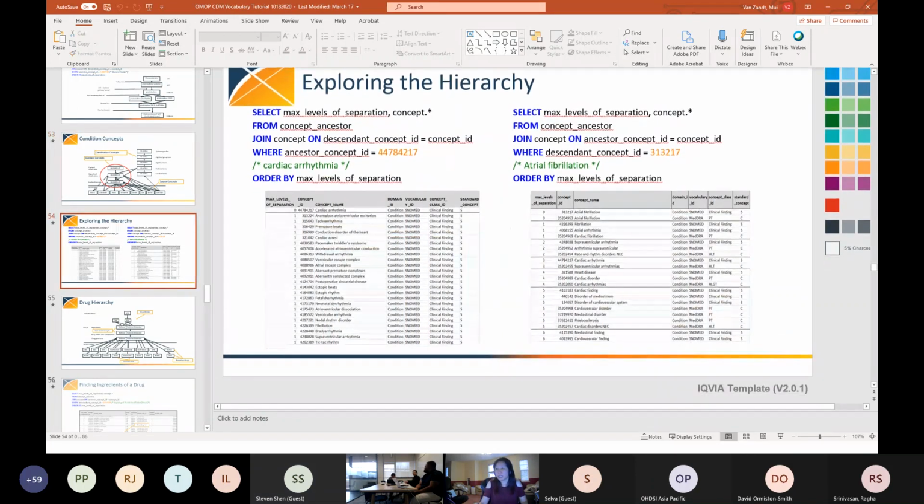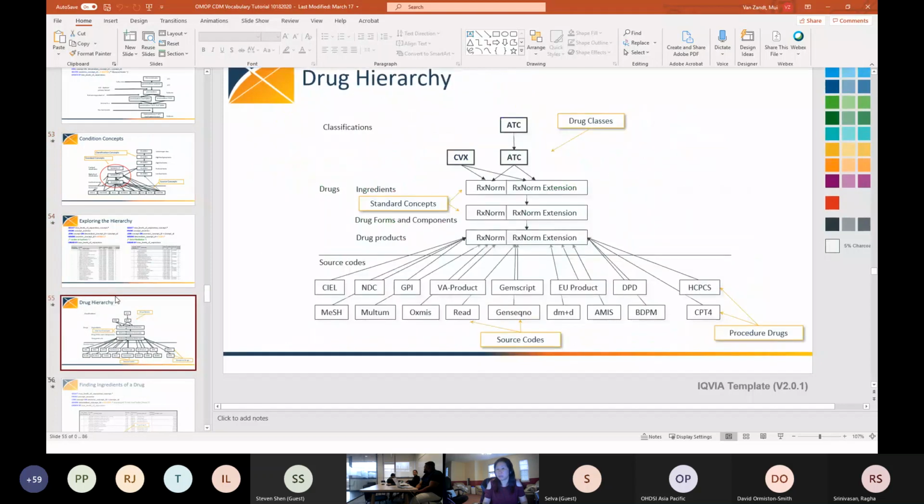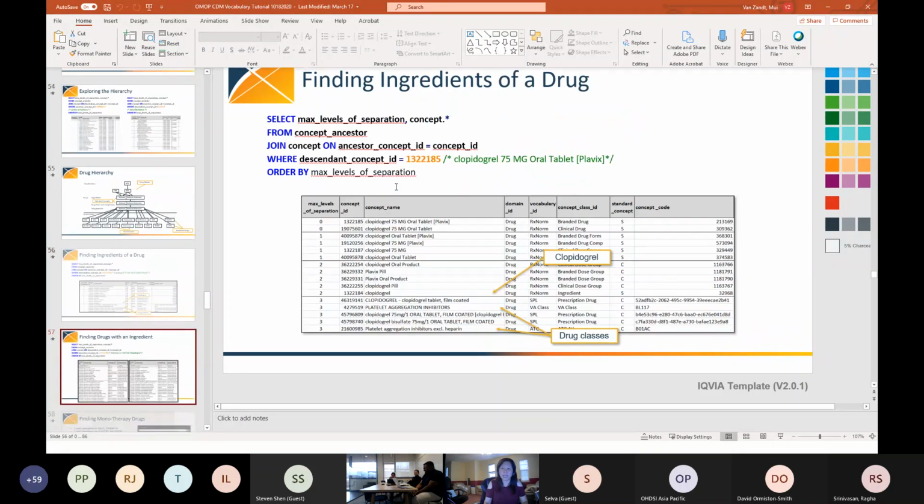And then the next one is drugs. Drugs right now, it's RxNorm and RxNorm Extension, and then ATC and CVX are the drug classes. There used to be a bunch of other ones, but they're looking at getting rid of that.